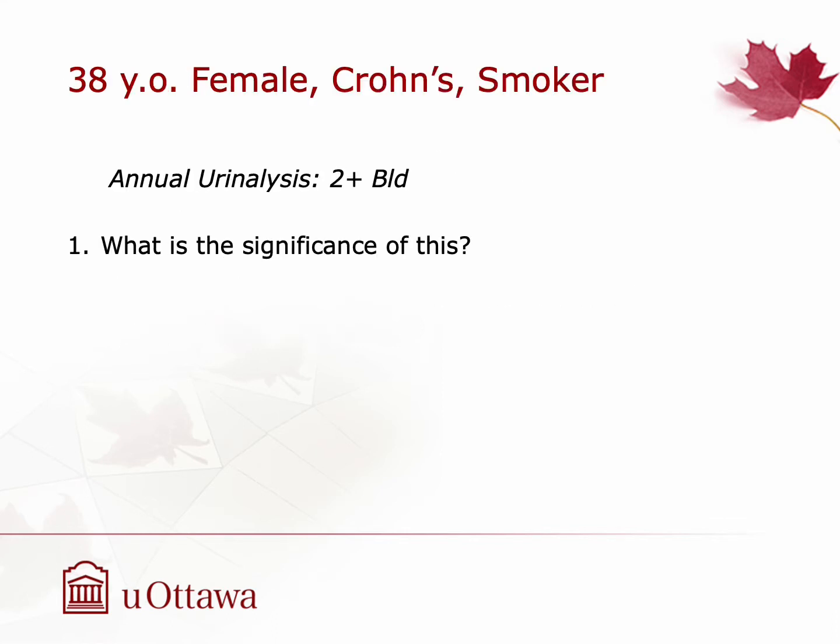So to start, I thought we would start with a very common clinical vignette, a clinical presentation that we see quite frequently in urology. A 38-year-old female with a history of Crohn's and a smoking history was found to have 2+ blood on an annual urinalysis and dipstick performed in your office. And the question is, what's the significance of this? It's a very common reason for a referral to a urologist, and this does provide us with an opportunity to review the significance of this.